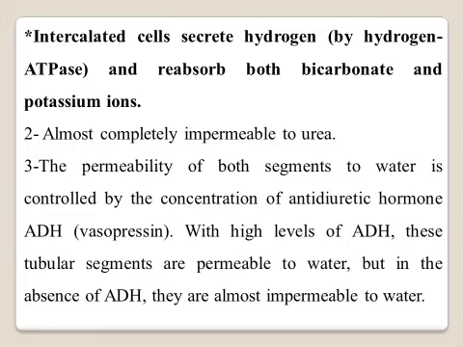الصفة الثانية important in the distal tubule and collecting tubule هي it is almost completely impermeable to urea. It is impermeable to urea. ثالثا, the permeability of both segment to water is controlled by the concentration of the antidiuretic hormone اللي نسمينه vasopressin. لما يكون high level of the antidiuretic hormone, this tubule segment will permeable to water. But in the absence of the antidiuretic hormone, this part of the tubule will be almost impermeable to water.